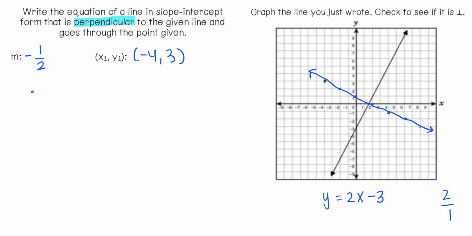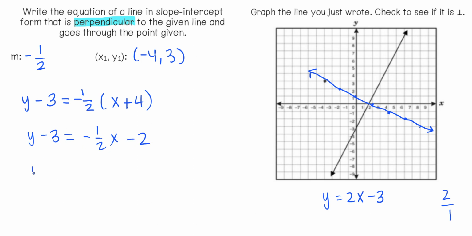So we'll do y minus y1, which is 3, equals the negative 1/2 slope times x minus negative 4. So subtracting a negative becomes positive. We're going to distribute our 1/2. So we have negative 1/2 x minus 2. And then we're going to add 3 to both sides. So negative 1/2 x plus 1 should be our equation.